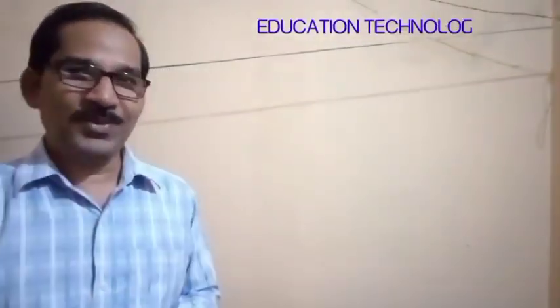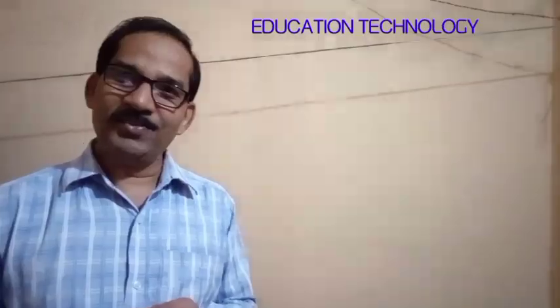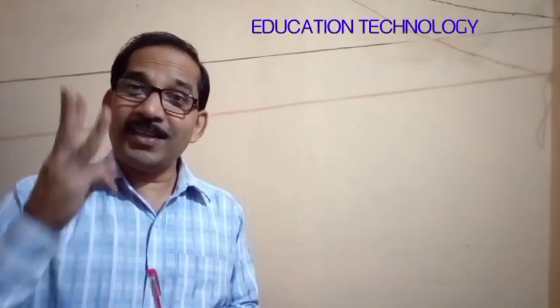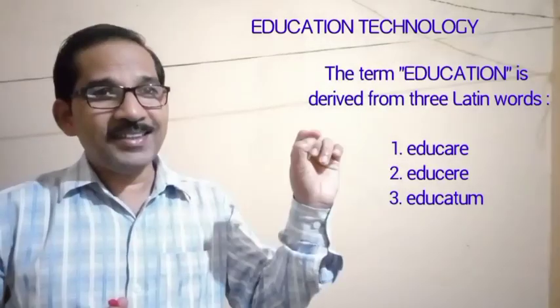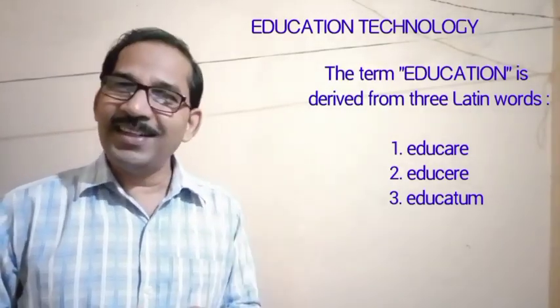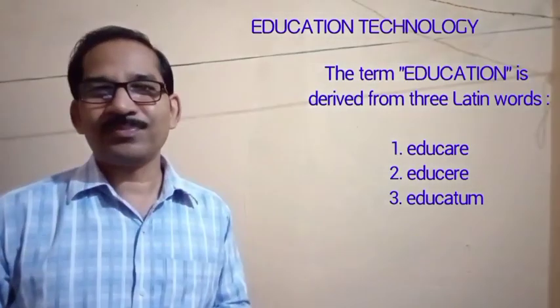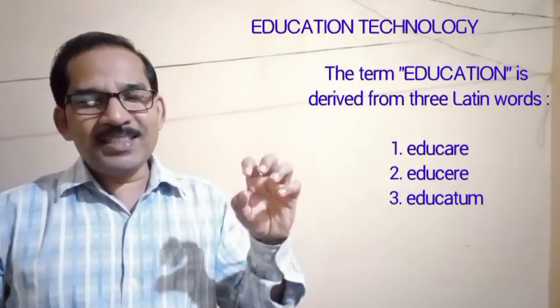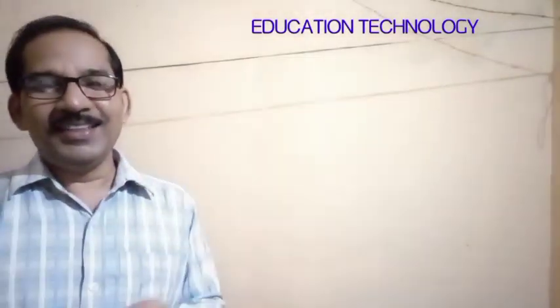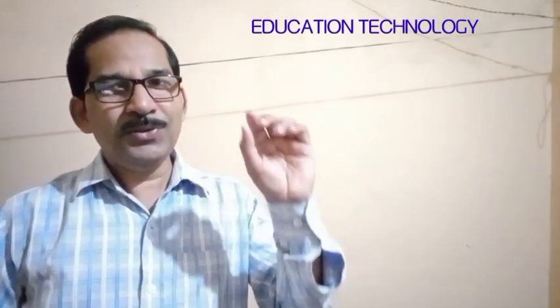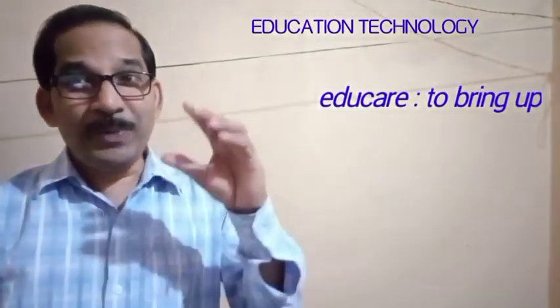First of all, let's start our discussion on education technology. So, what is education technology? What is education? There are three root words from which the term education is derived: one is educare, two is educier, and three is educatum. All these three Latin words convey the meaning that the word educare means to bring up.